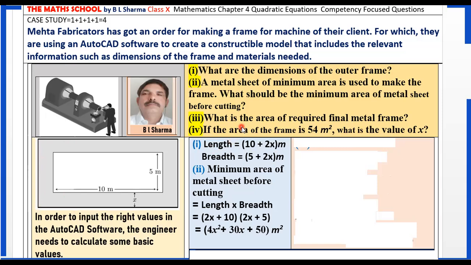And now the question is, what is the area of required final metal frame? See here, metal frame is this darker portion.